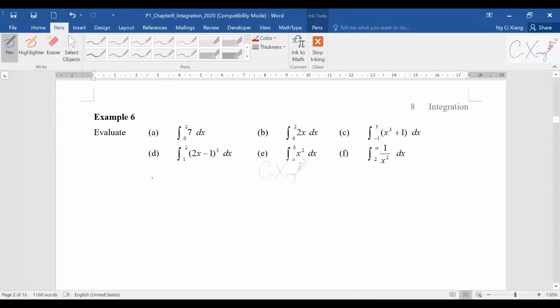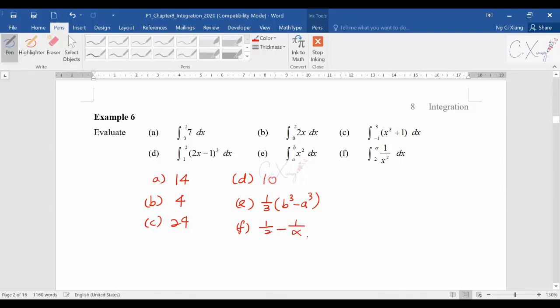Alright, so again, I will just give you the answer and you try it out on your own. Okay, so example 6, part A is 14, part B is 4, C is 24, D is 10, E is this one. Okay, they didn't give us the value of the limit, but we still substitute the letter that they give us. Alright, and then part F is this. So I think you can take less than 1 minute to complete it. Right, so just double check the answer and see whether it is correct or not.